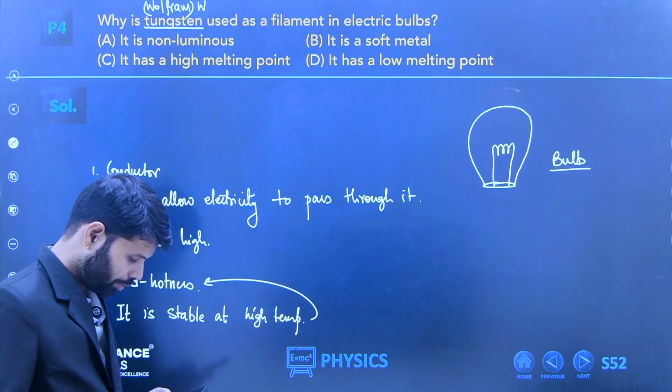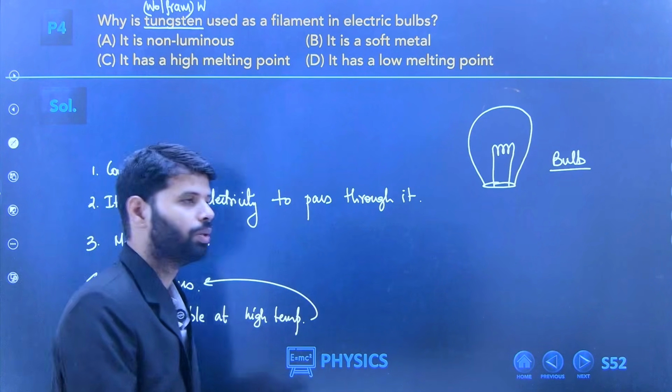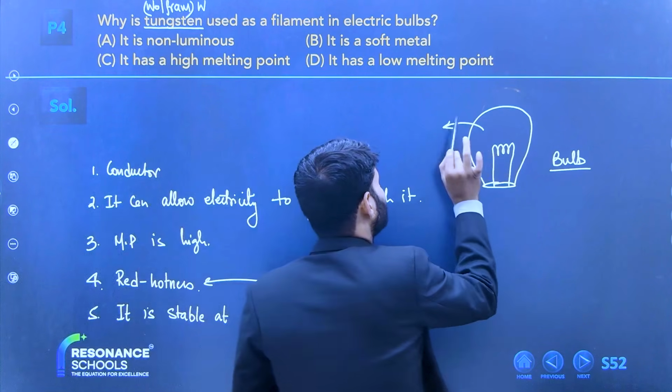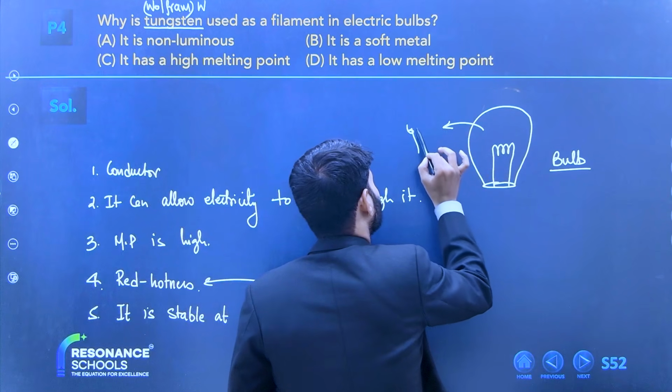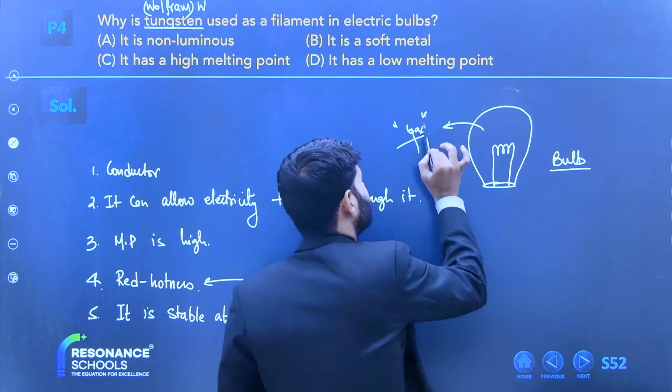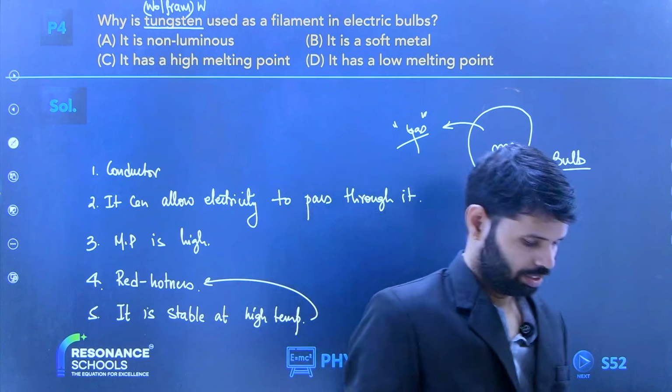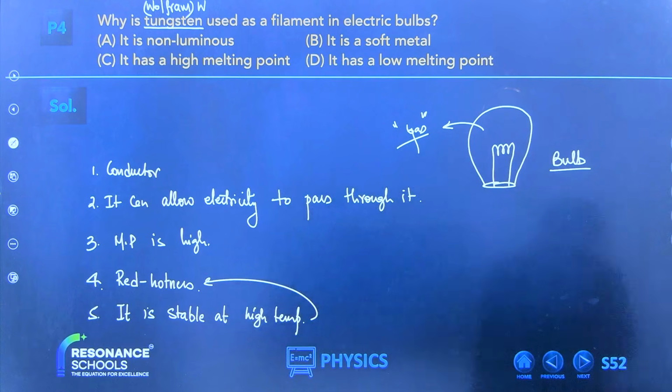It contains nitrogen gas. Yes, I have a question now. What kind of gas is filled here? Is there any gas filled inside it? It helps the bulb to glow. It is a conductor. It has a high melting point, allows heat to pass through it.